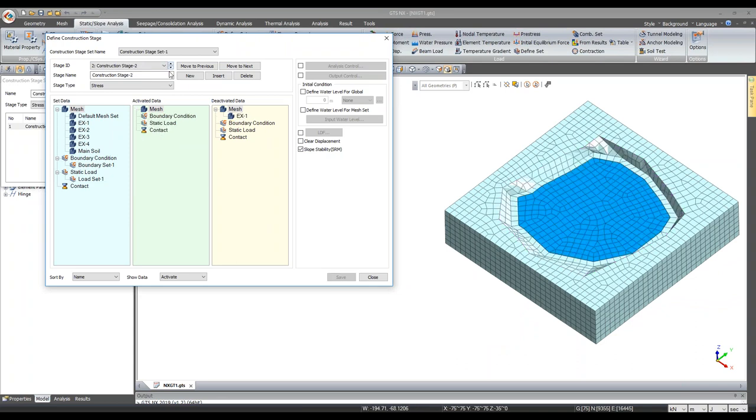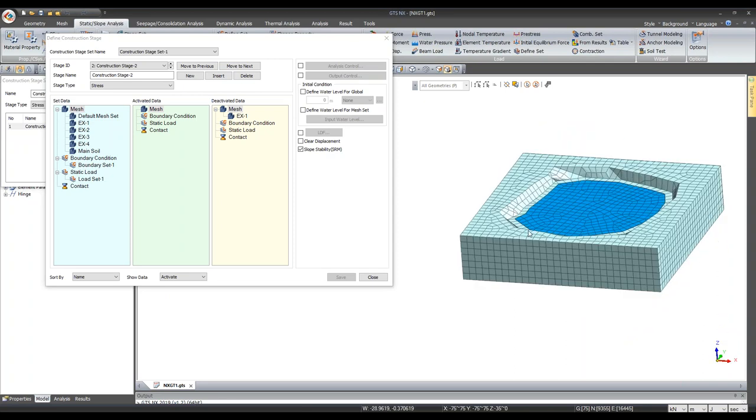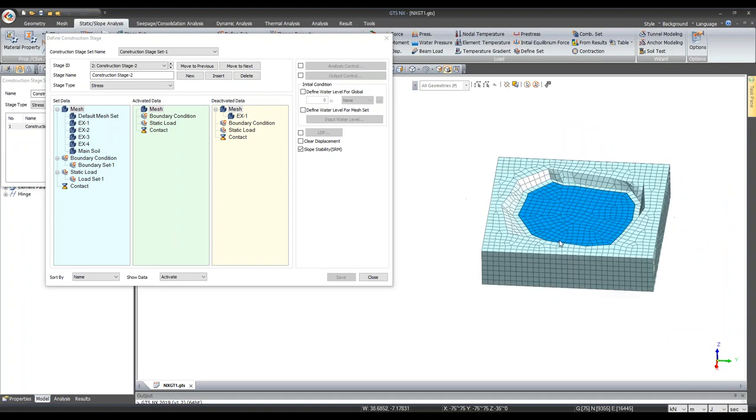And in the second stage, I have excavated. Particular first excavation has been done, and now I have run the slope stability analysis because of the first stage. So first excavation has been done, and now I will go for slope stability analysis, how my entire model is behaving. So that's the basic idea in here.